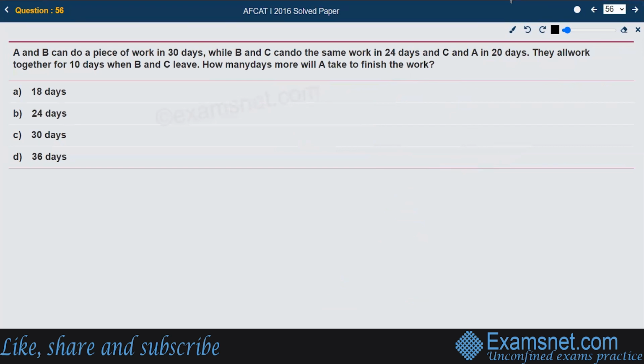A and B can do a piece of work in 30 days, while B and C can do the same work in 24 days, and C and A can do it in 20 days. So let us make the equation first. We are dealing in 1 day work, okay? So A plus B can do a work in 30 days. So A plus B's 1 day work is 1 by 30.